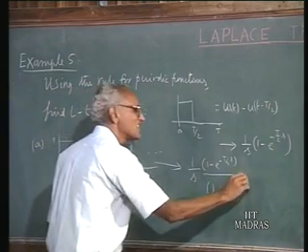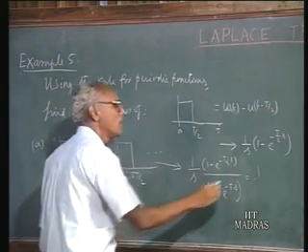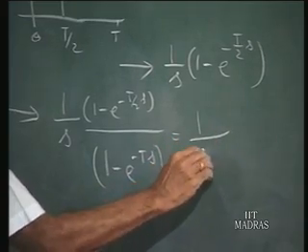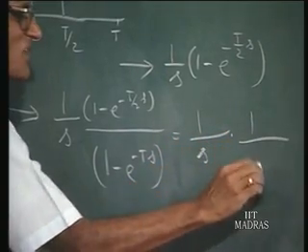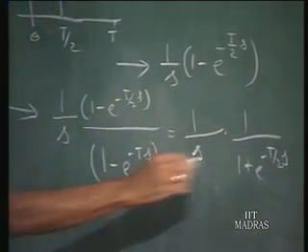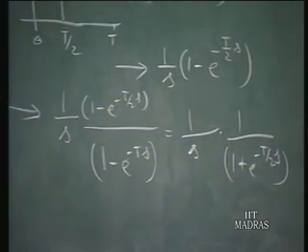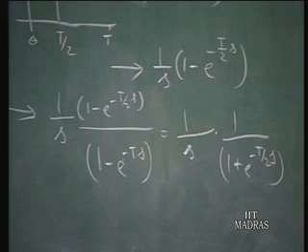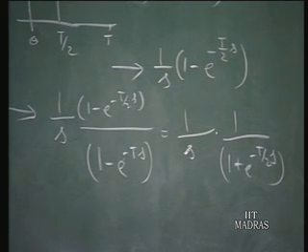So the answer is 1 over s. You can put it in this form if you wish, or 1 over s times 1 over 1 plus e to the power of minus T by 2 s, because this is a factor here. So that is the answer for this, the Laplace transform of this periodic pulse train.